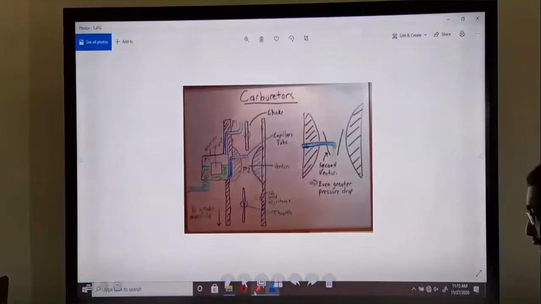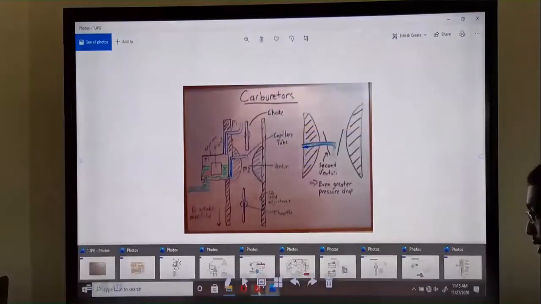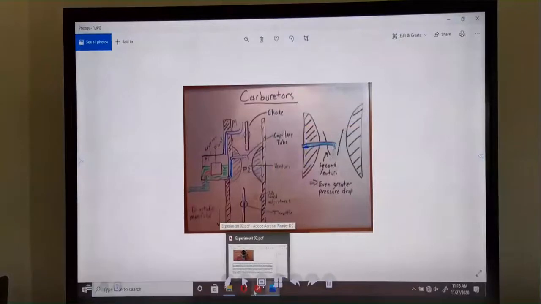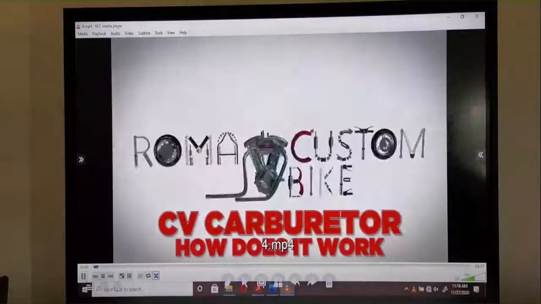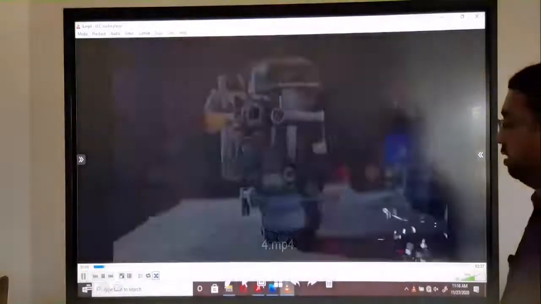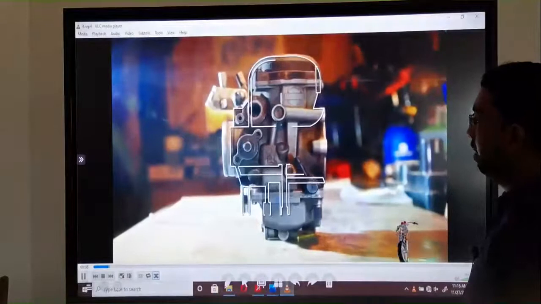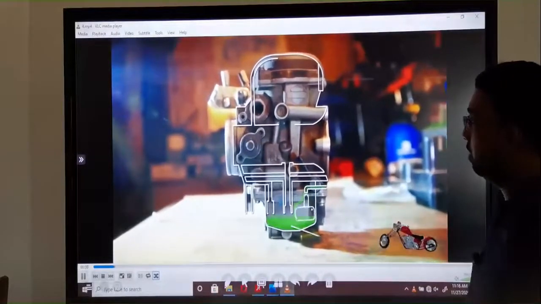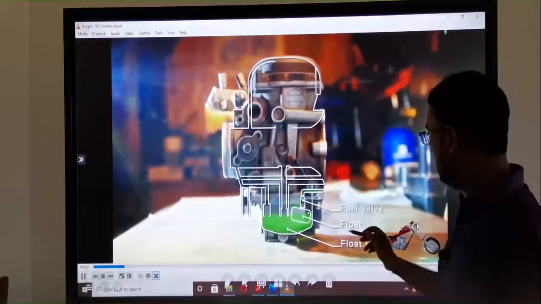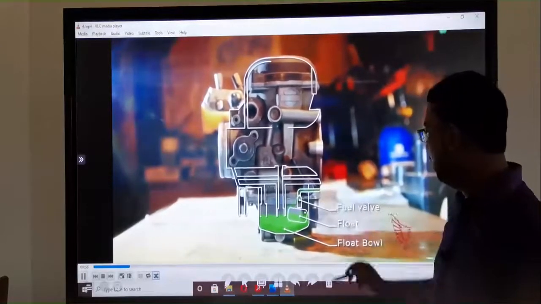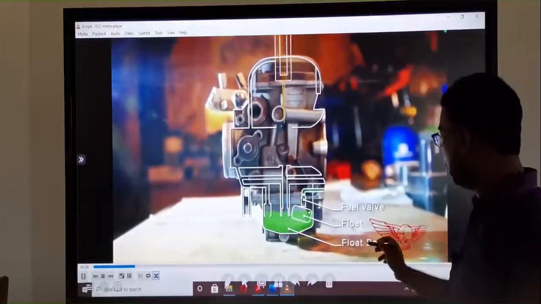So now we can see another carburetor. This is called the constant velocity carburetor. This mostly uses the diaphragm. We can see first, this is the float, and this is a fuel valve. This is the same as that choke valve carburetor.